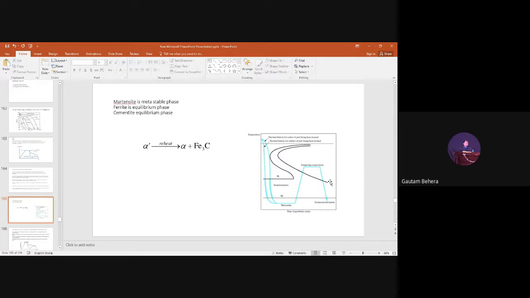What I told, it depends on cooling rate. Again, I am saying that it actually depends upon how much time you are holding. Soaking time is also important, and cooling rate is important.